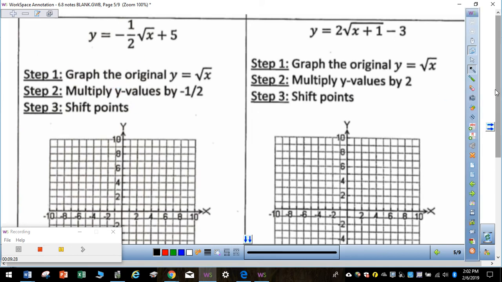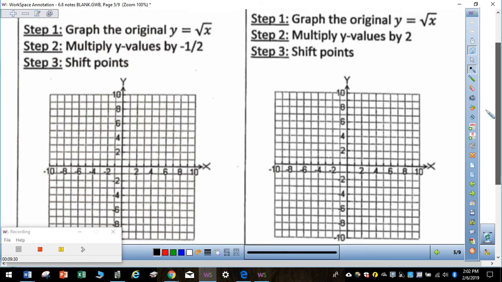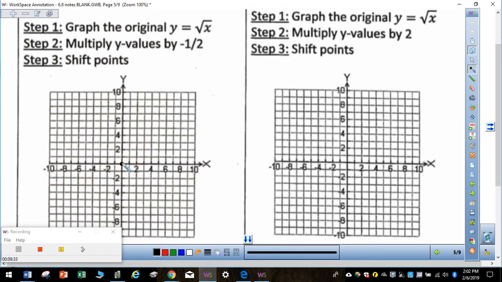So for this third graph, we're still going to start by graphing the original function, y equals square root x. So we've got 0, 0, 1, 1, 4, 2, and 9, 3. Okay, so again, connect them with a dotted line or just leave it as it is.